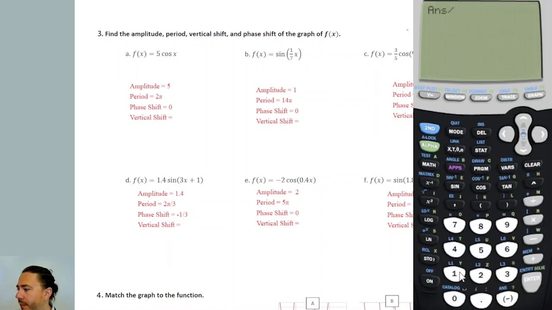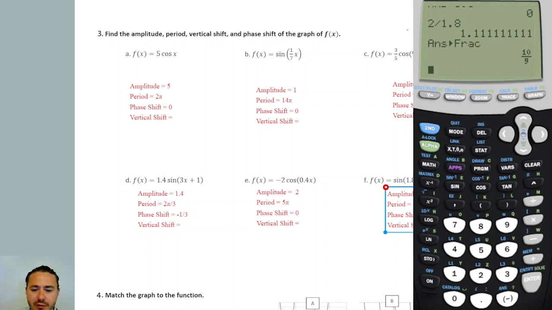We got 2 divided by 1.8. Oh, come on. Click those buttons. And then let's see what that is as a fraction. And yeah, it's 10/9. If you put 2 divided by 1.8, that's not wrong. It's just that you usually don't want to have decimals in your fractions. So let's just change this to 10/9.